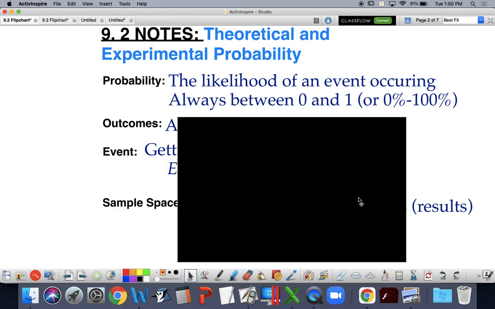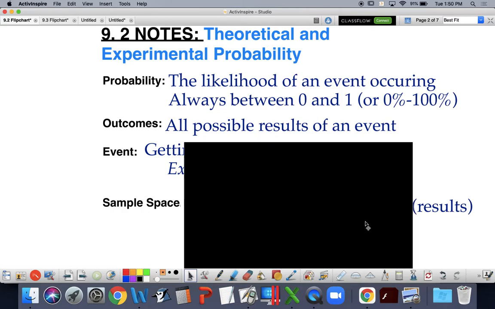Now the next thing is an outcome. So an outcome is all the possible results. Right? We're going to want to talk about, okay, what are the different outcomes that I could get with these particular events? And sometimes it will be just one event, sometimes it will be multiple events, it just depends.